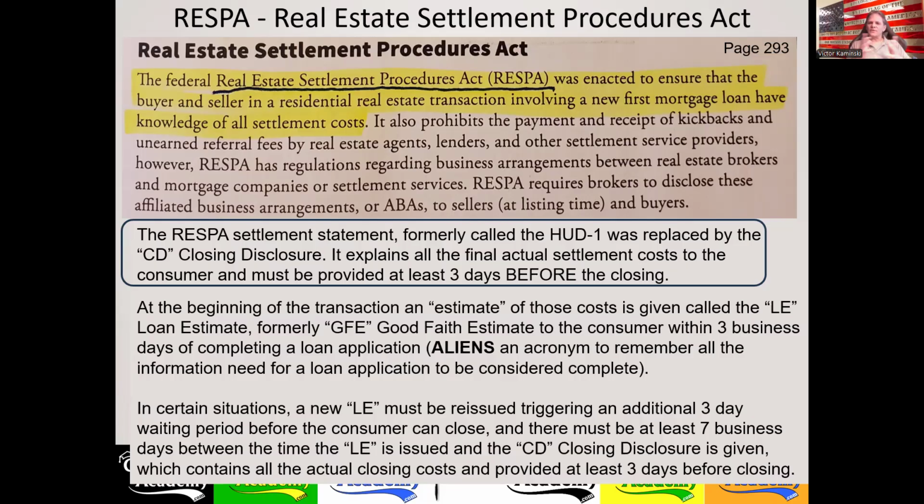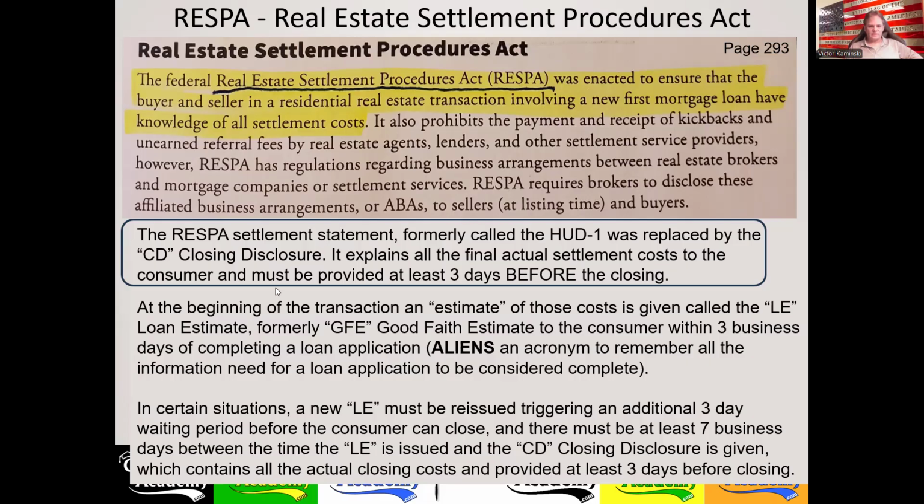So what is the purpose of the RESPA settlement statement? To ensure the buyer and seller in residential real estate transactions involving new first mortgage loans to buy the real estate have knowledge of all settlement costs. That's it right there. That answers one question if you got that question. What is the purpose of the RESPA settlement statement? To make sure the consumer is aware of all the closing costs.